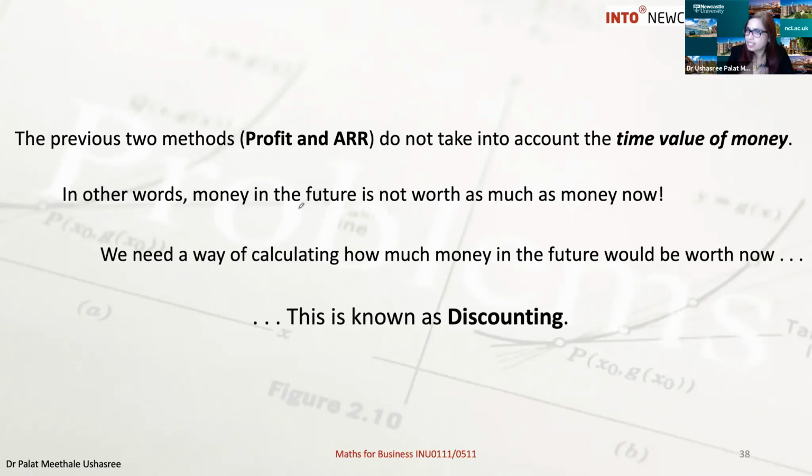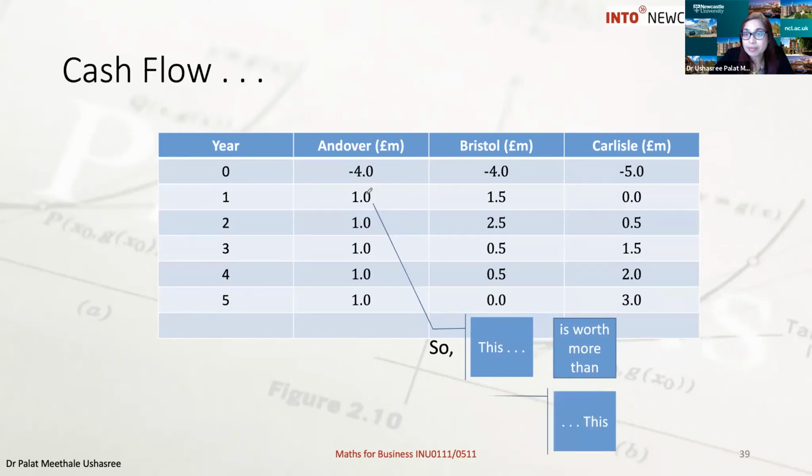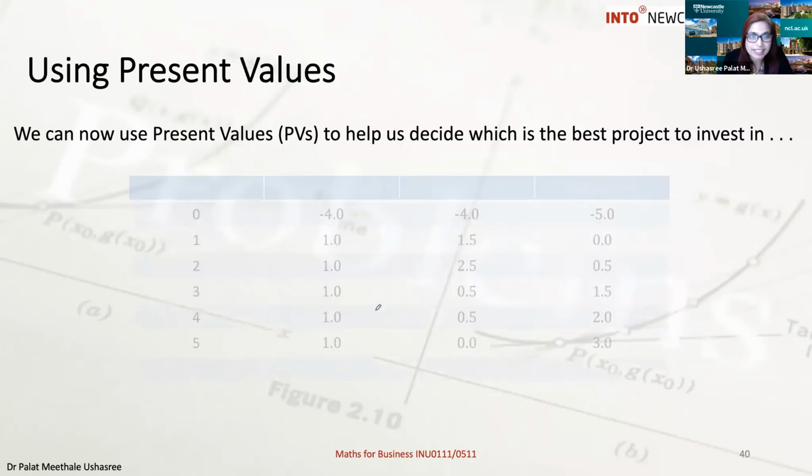This is known as discounting. We saw that already. What is discounting? You work backwards and find the amount of money that is worth now. So look at that beautiful cash flow. Now let's go back. The money now is worth more than the money in the future, this is worth more than this.